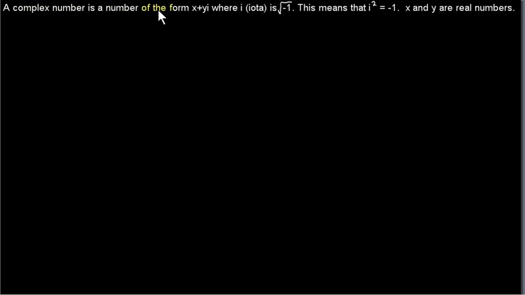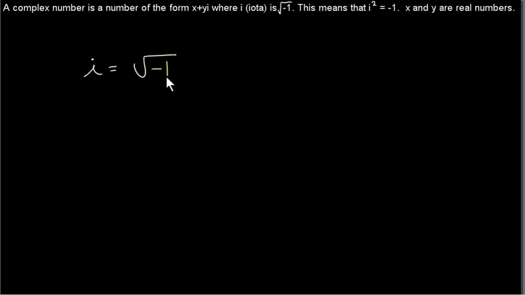A complex number is a number of the form x plus y times i, where i, which is actually the Greek letter iota, but we will just call it i, is the square root of minus 1. This means that if we take iota or i and square it, we will get minus 1. If we have the square root of some number and we square that, we just get rid of the square root sign and we have what's inside the square root sign. The numbers x and y here are real numbers.